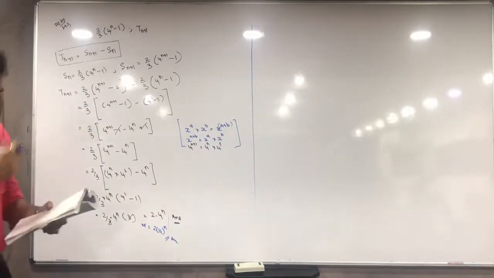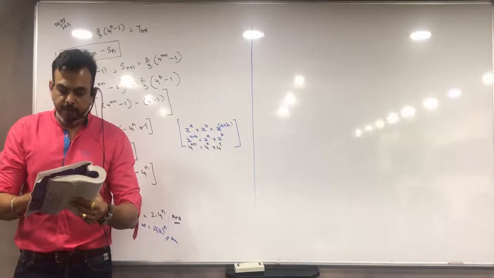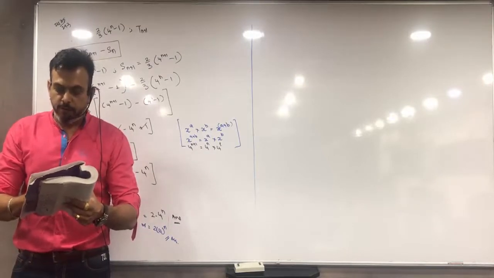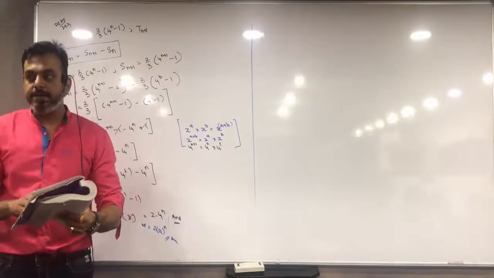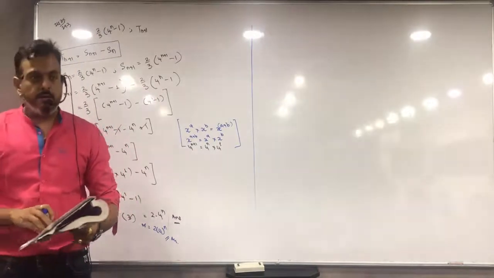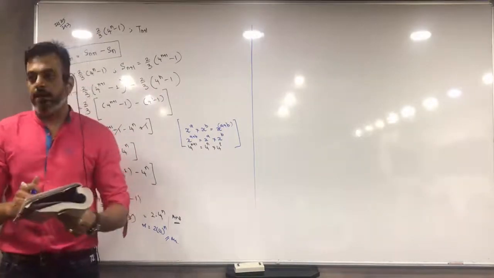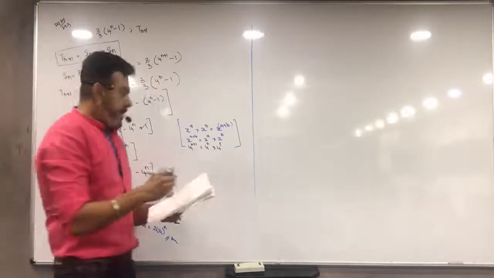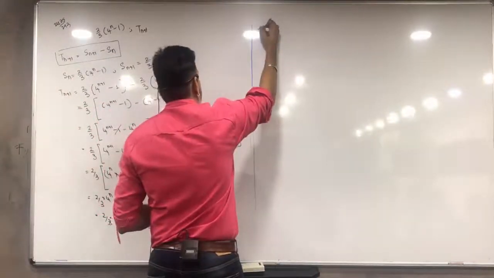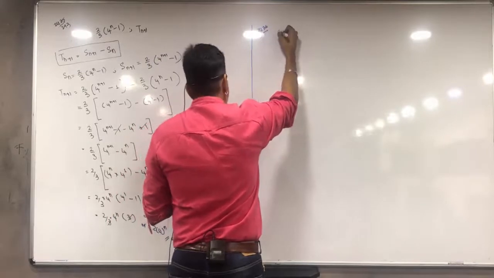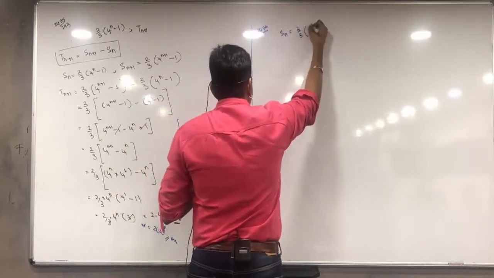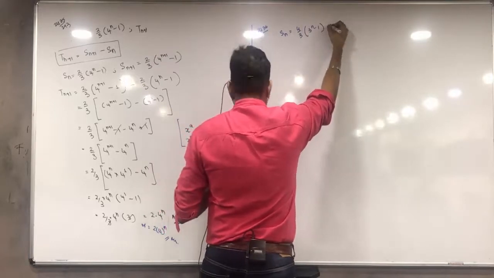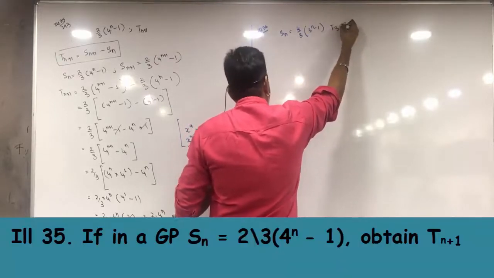Illustration 26. If in a GP, S of n is equal to 4 by 3 in the bracket 3 raised to n minus 1, find T3. Now, here it is very simple, we have to find the value of the third term. Let's write illustration 26. S of n is equal to 4 by 3, 3 raised to n minus 1. We have to find the value of T3.